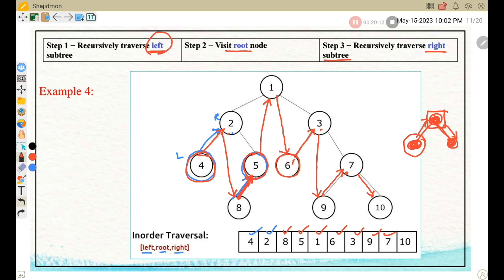So this is the example for the in order traversal. Hope you understood that one. So all the vertices we visited here in in order traversal, okay? In a systematic way we visited all the vertices. So this is the definition, in order traversal.